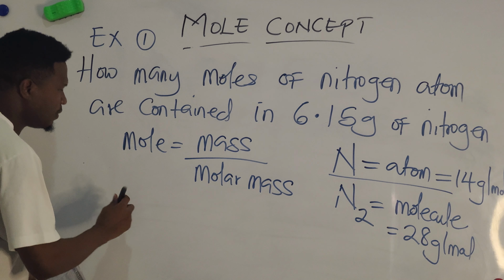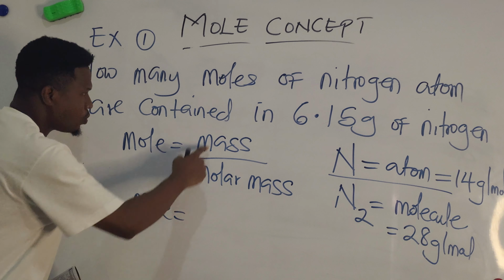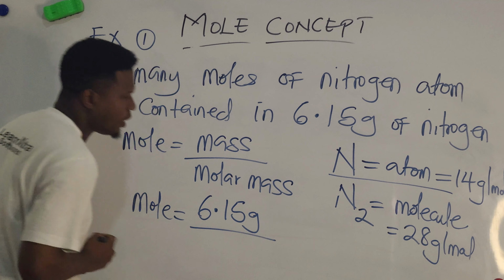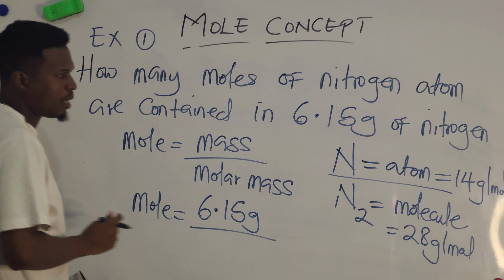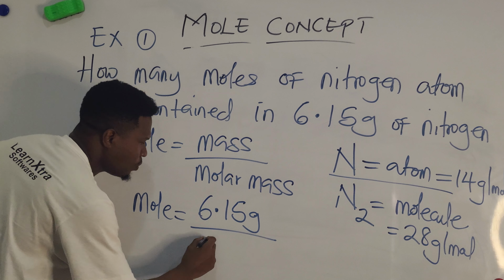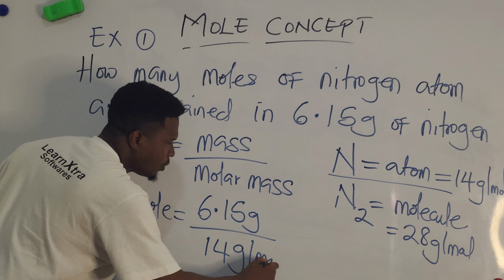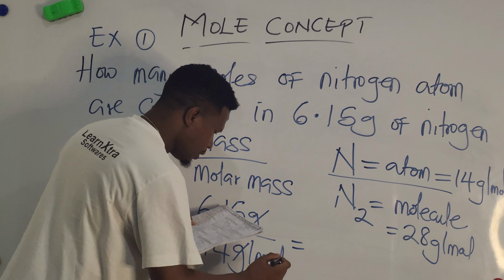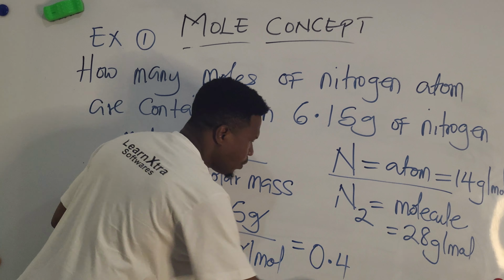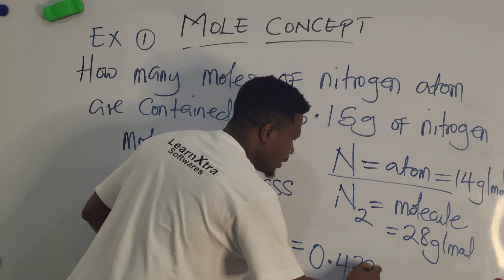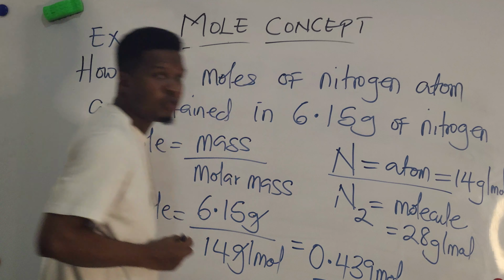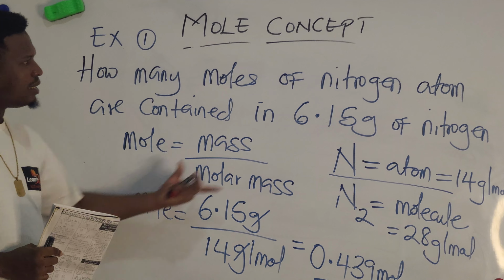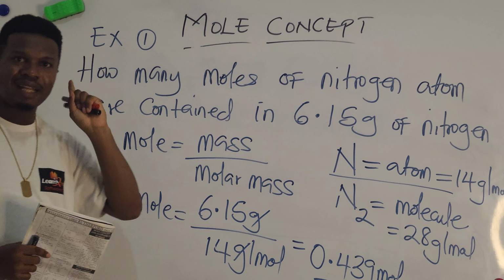So the question is very simple. The mole is equal to our mass from the question, 6.15 grams, all over the molar mass or the atomic mass of this, which is 14 grams per mole. So you should know that gram can cancel gram. So we are going to have 0.439 moles. You can confirm this with your calculator. You can divide this and you get this. So this is the number of moles present in this given mass of nitrogen atom.